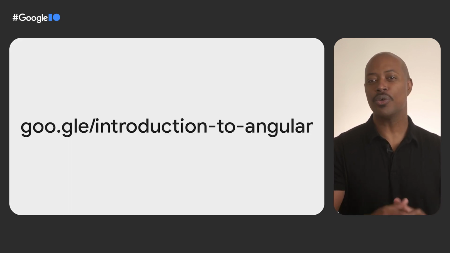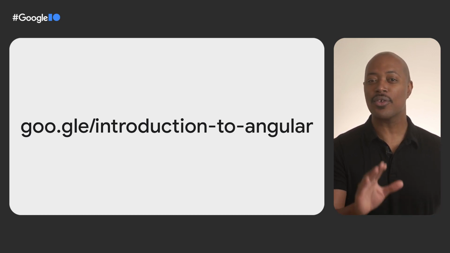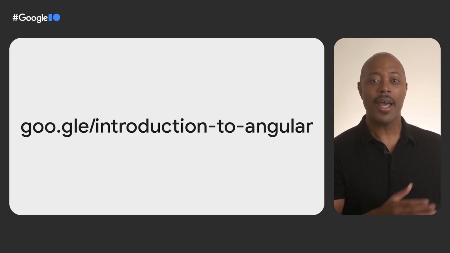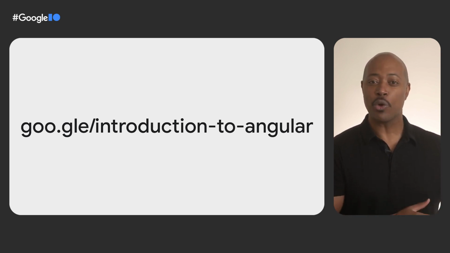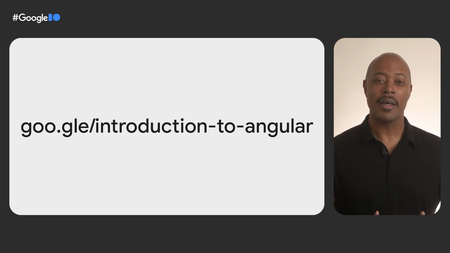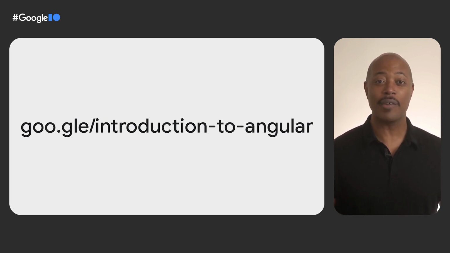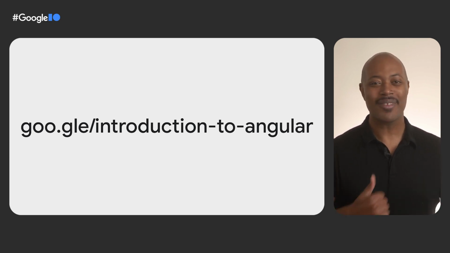Now, here's what you'll need to get started: Node, the Angular CLI, and the starter project from GitHub. Since this workshop is based on the Introduction to Angular Code Lab, you can find the links and all of the details at this URL. Be sure to complete all of the setup instructions before continuing along with me. Now, I'll be using VS Code and the Angular Language Service plugin for VS Code for the best development experience. With that done, let's get into it.